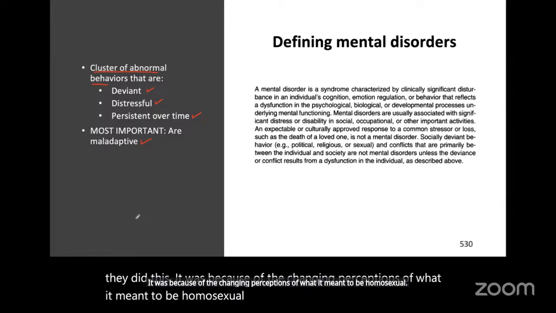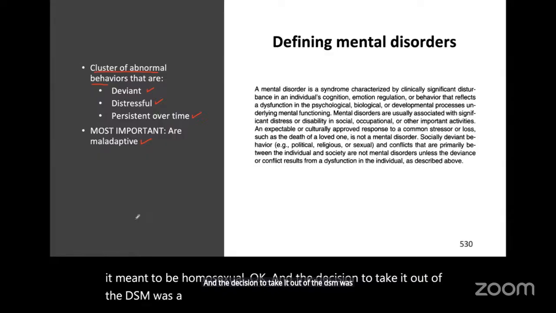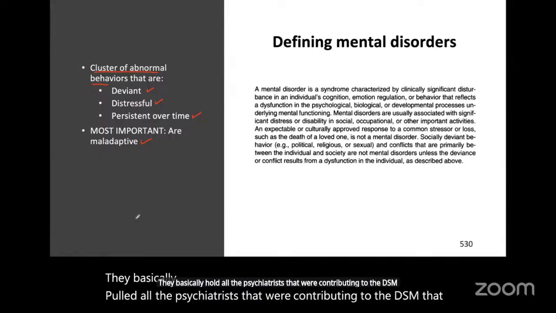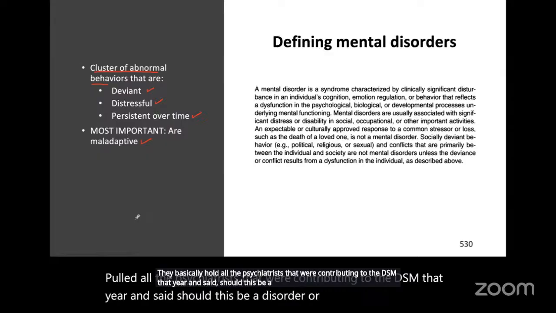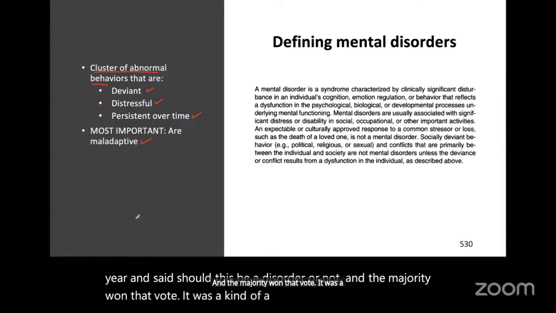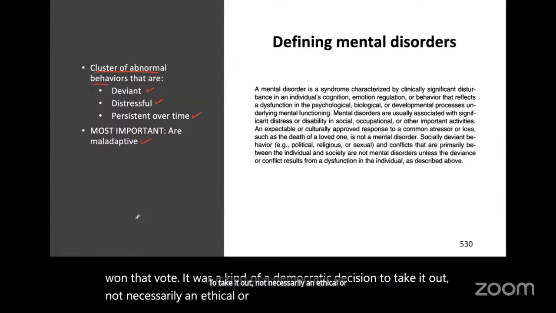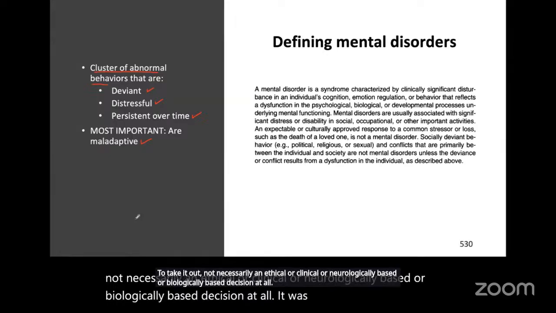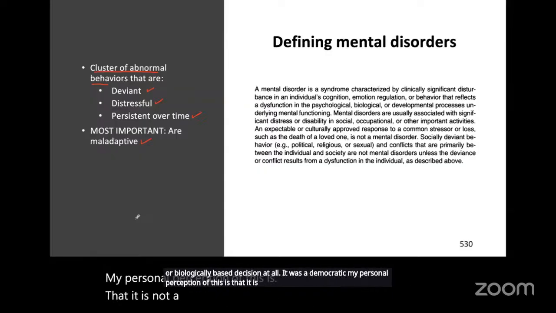Okay. And the decision to take it out of the DSM was a vote. They basically polled all the psychiatrists that were contributing to the DSM that year and said, should this be a disorder or not? And the majority won that vote. It was a kind of democratic decision to take it out, not necessarily an ethical or clinical or neurologically based or biologically based decision at all. My personal perception of this is that it is not a disorder or it is.